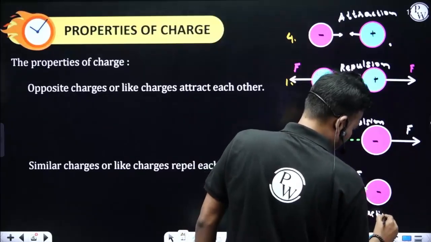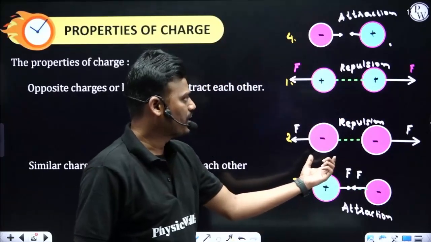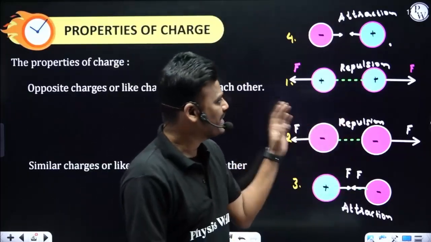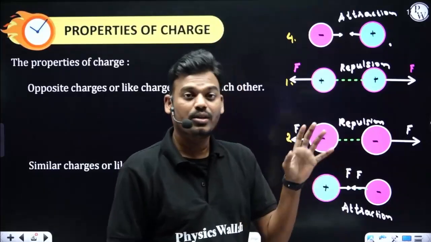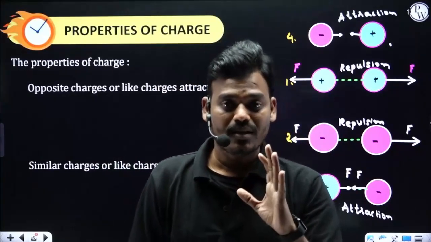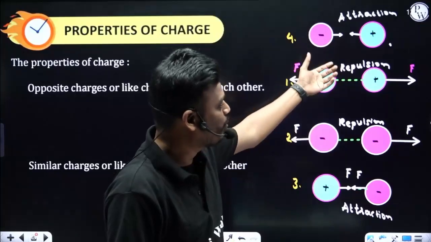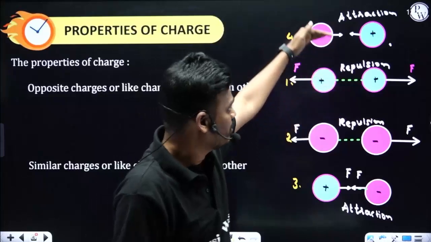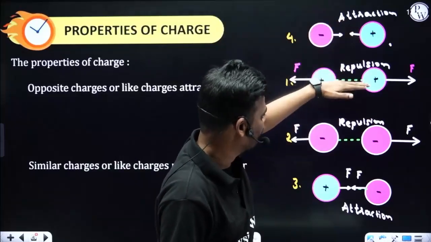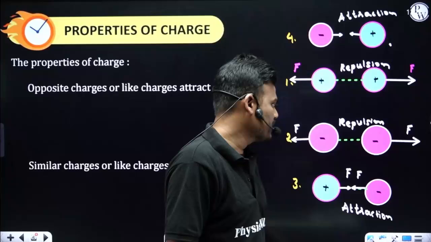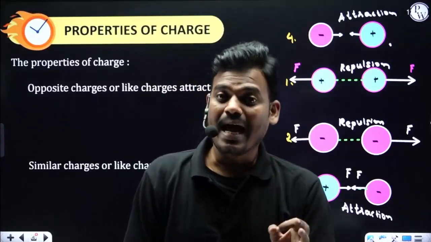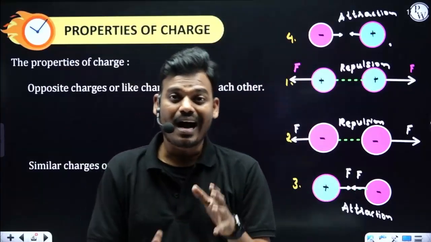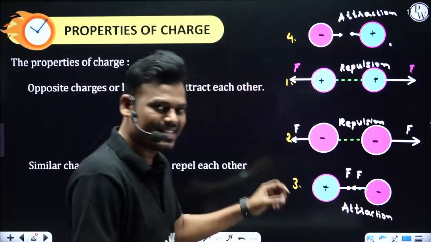Sir, why do two negative charges or two positive charges repel each other? For all these questions, you will get answers in class 12th. Here you need to just know the nature of the force between two point charges. So this is the force of attraction, force of repulsion, force of repulsion, force of attraction. By these four cases, we can conclude that like charges are repulsive in nature and unlike charges are attractive in nature. Got it? So these are the two properties of a charge.